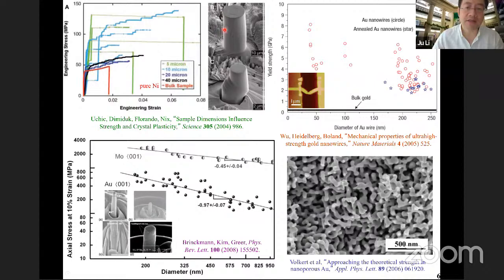So leading work was done by Mike Uchic and Bill Nix on these micro pillars and later nano pillars, nanowires, porous materials. Generally, the smaller the characteristic size, the bigger the dynamic range of tension and shear that the material can sustain. And the reason is really due to a change in the defect population dynamics.